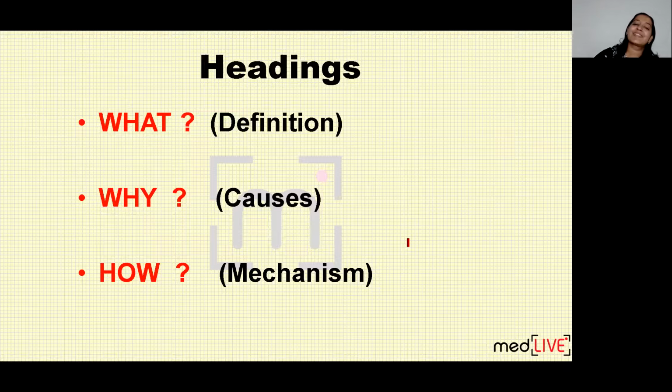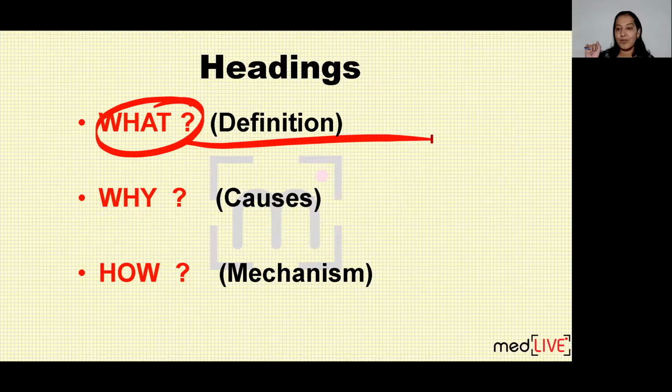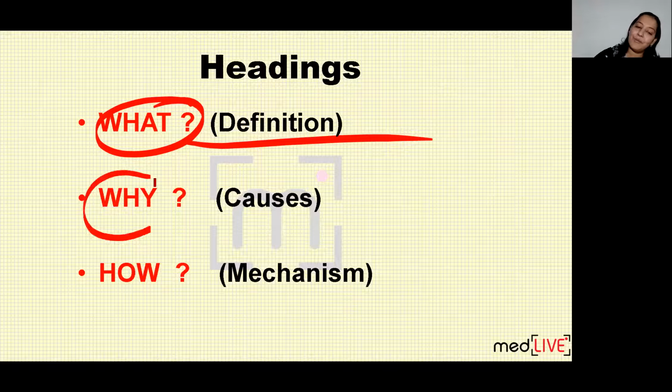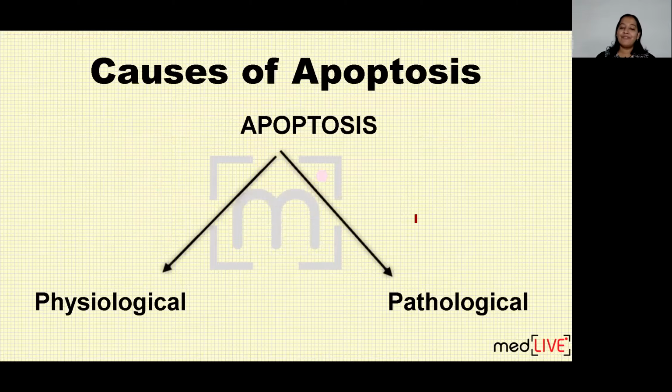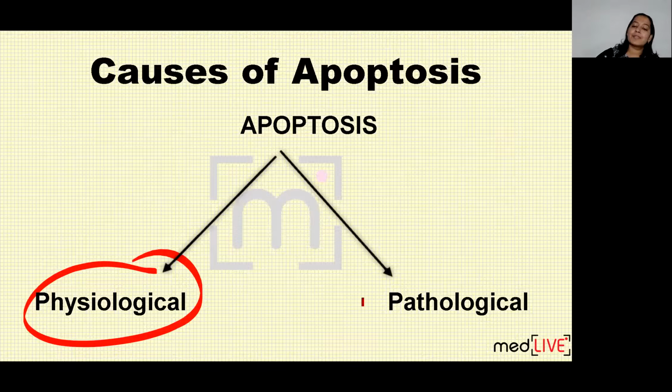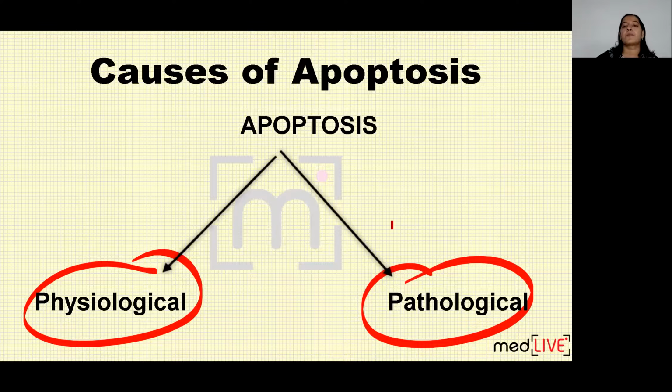So I have already discussed what apoptosis is. Now you can write the definition of apoptosis very well. Now, what are the causes of apoptosis? The causes are of two types, physiological and pathological. So what are the physiological causes of apoptosis? And what are the pathological causes of apoptosis?